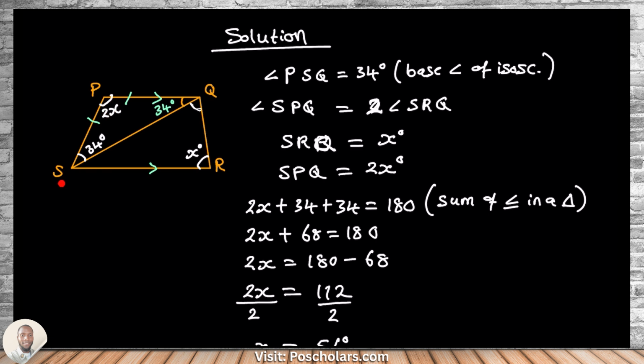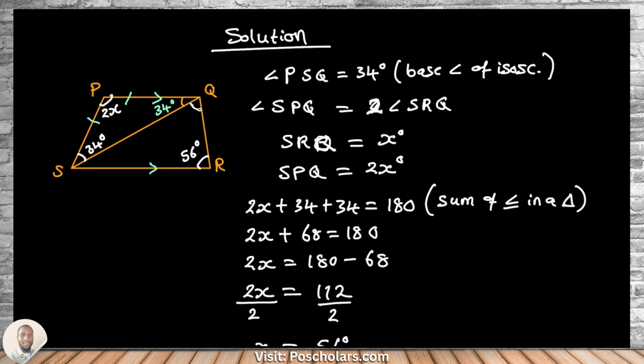But we are interested in finding angle SQR, which is this part of the angle. We have gotten the value of x, so let's insert it. The value of x is 56 degrees. So I can just put 56 degrees here.